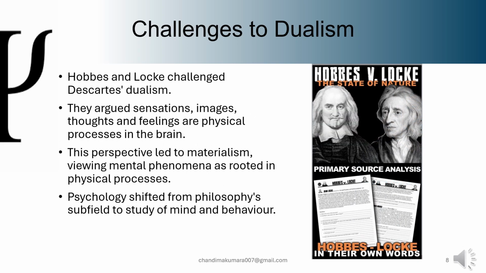English philosophers Thomas Hobbes and John Locke challenged the concept of dualism proposed by Descartes. They argued that sensations, images, thoughts, and feelings are physical processes that occur within the brain, rejecting the idea of a separate immaterial mind. This perspective contributed to the emergence of materialism and the view that mental phenomena are rooted in physical processes. Prior to this shift in thinking, psychology was considered a subfield of philosophy, with questions about the mind and behavior falling within the domain of philosophical inquiry.